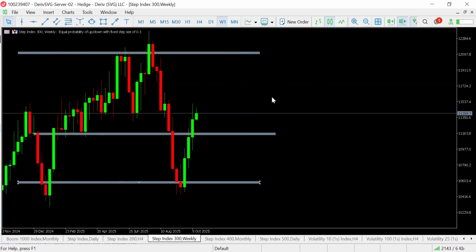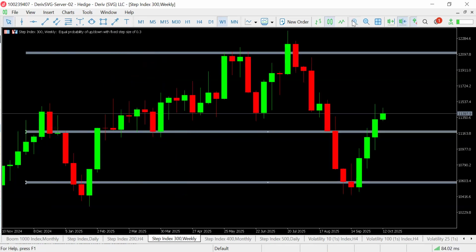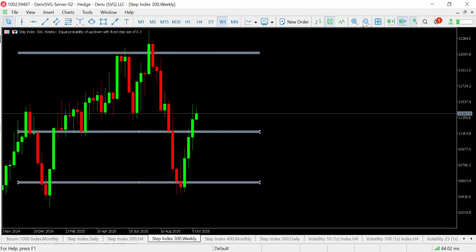Now on the weekly time frame, we try to get the structure of the market to work with, and also to make adjustments of our key zones I've gotten from the much higher time frame. And then on this time frame, we can also add our other tools, which are the trend line as well as the Fibonacci retracement tool.